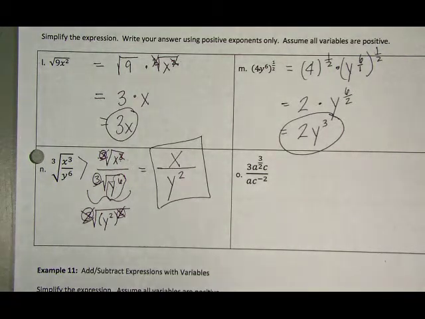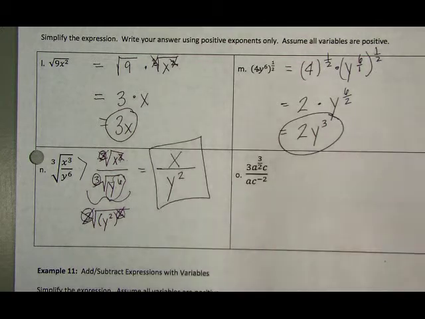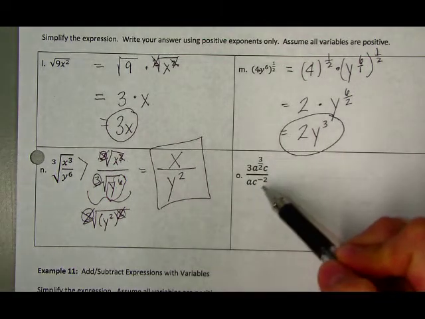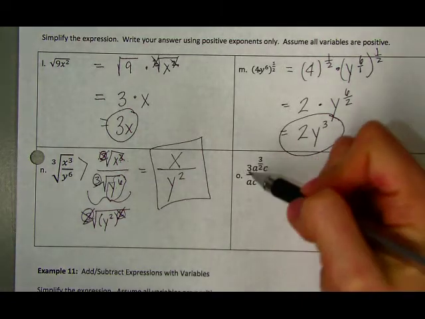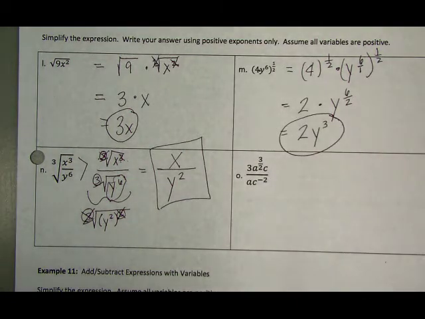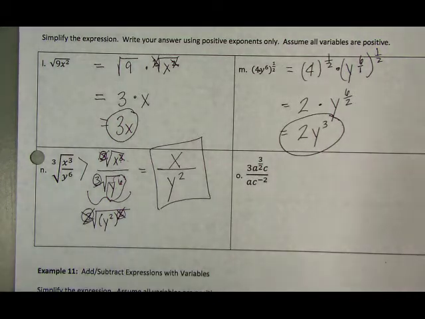Lastly, for example 10, letter O, I'm having a lot of separate things going on here. I've got multiplication, I've got division, I've got negative exponents, so I have a lot of properties that are happening in letter O. So we're going to go through and separate them to make this a little bit easier. And the way I'm going to separate them is I'm going to have my constants in a separate column, my A's in a separate column, and my C's in a separate column.